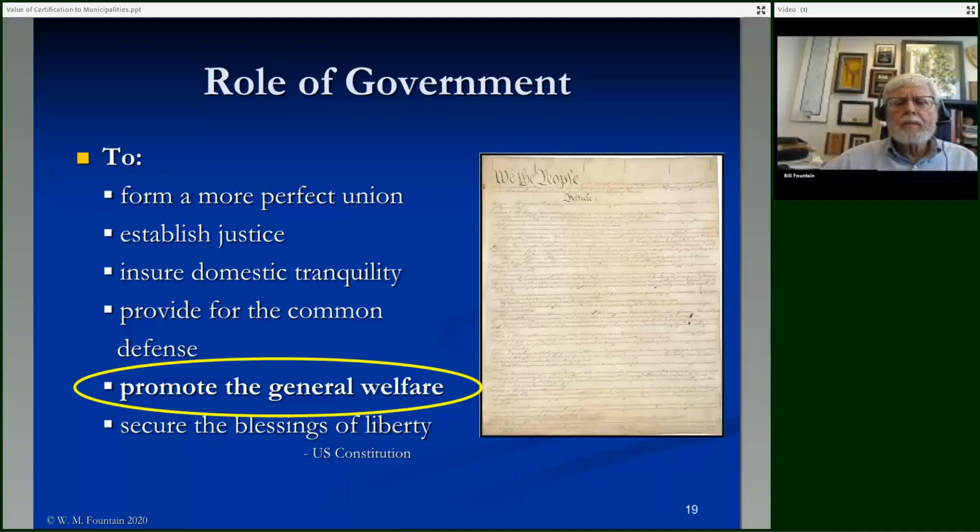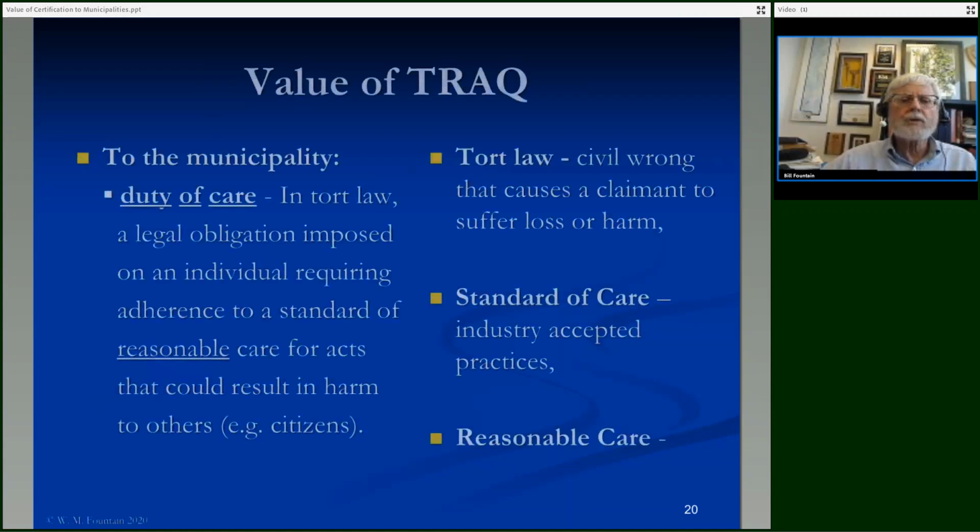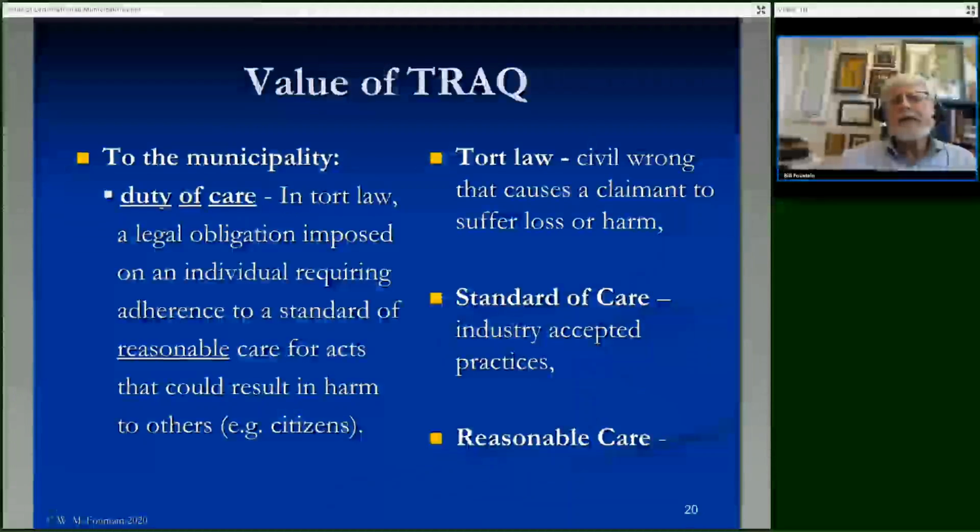But to promote the general welfare for all of the individuals living at the federal level, at the state level, and at the local community level. This is the role of all governments, and this is where we really come into it. So the municipality is going to be involved with duty of care. And in tort law, we define this as the obligation that is imposed on an individual requiring adherence to some standard of reasonable care.